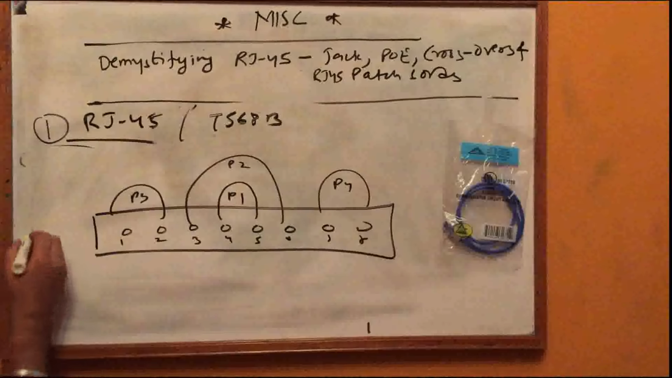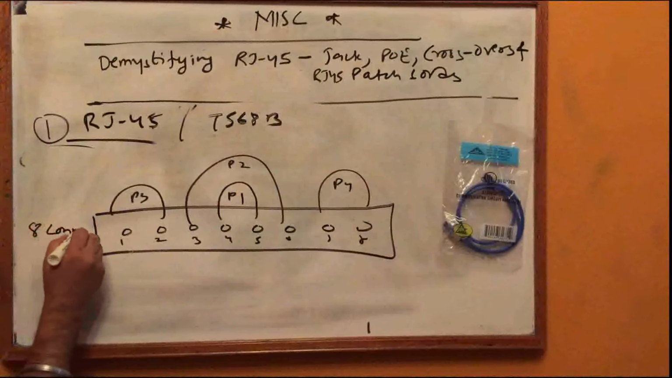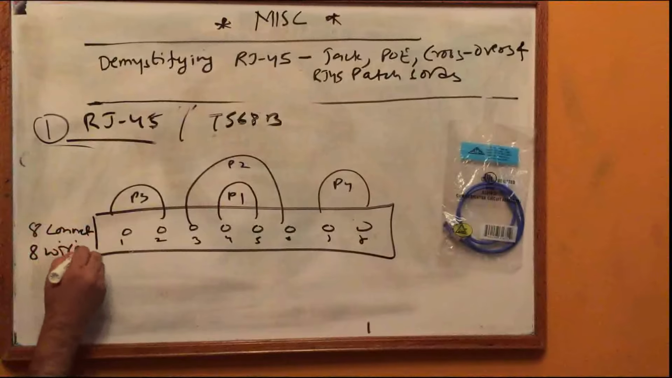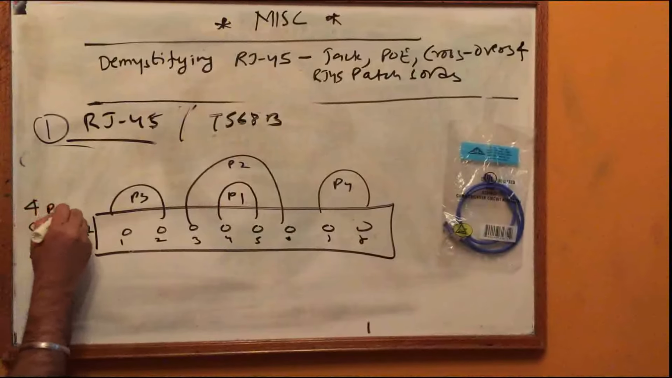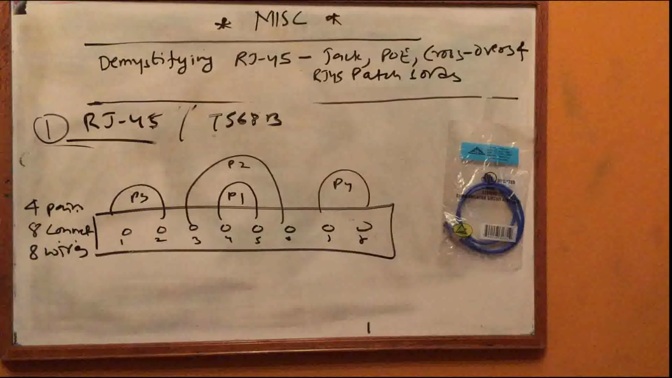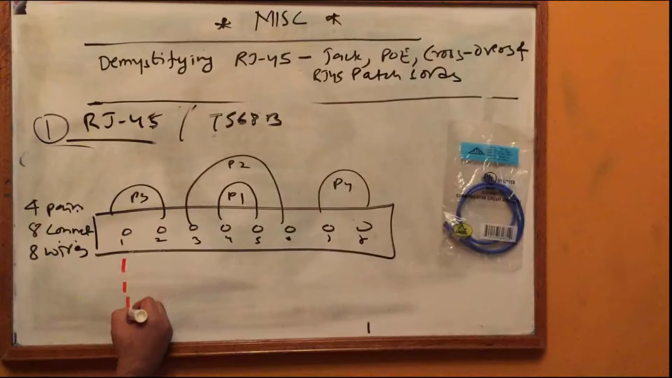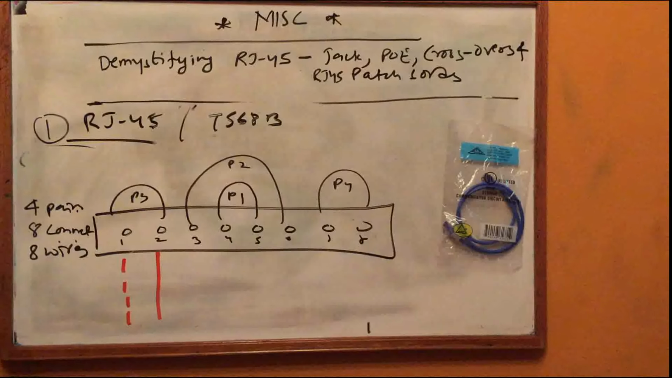But what is going to change? We have 8 connections and 8 wires. We have 4 pairs, 8P8C, right? Here in the very first one, we have orange, white, orange, green, white.